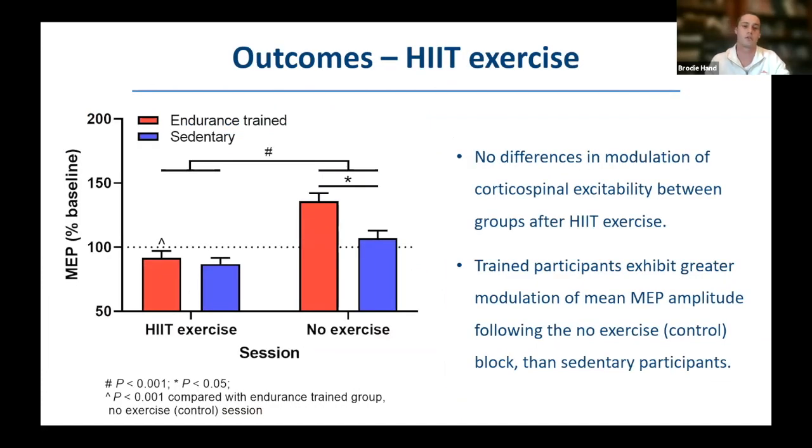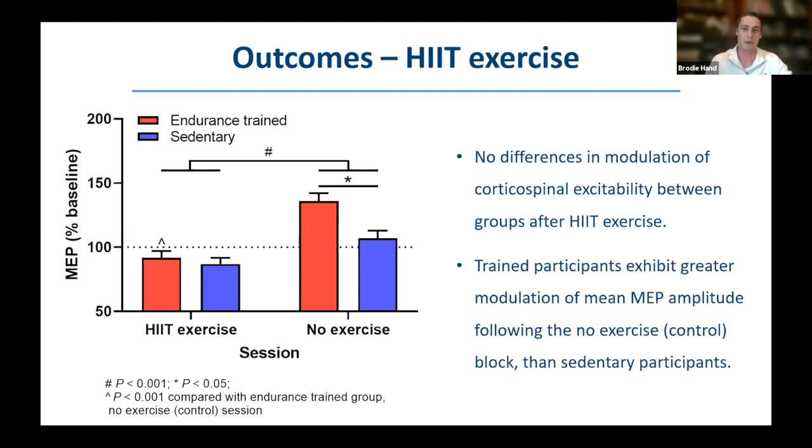Okay, so now we move on to the outcomes, and this graph displays the influence of HIIT exercise or the no exercise control on corticospinal excitability. The data represent the mean amplitude of MEPs from after exercise normalized to baseline, with values over 100 indicating greater MEP amplitudes after the exercise.